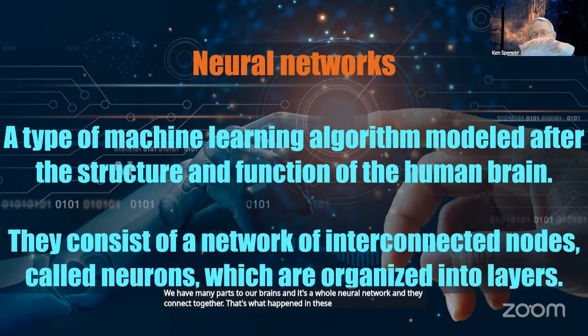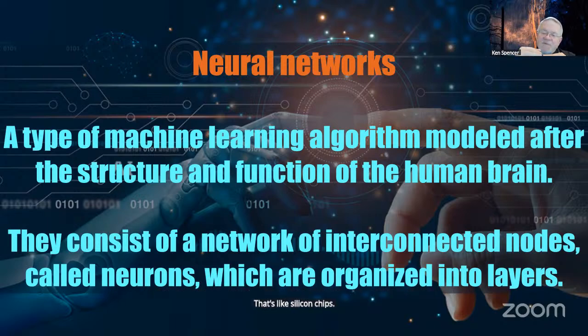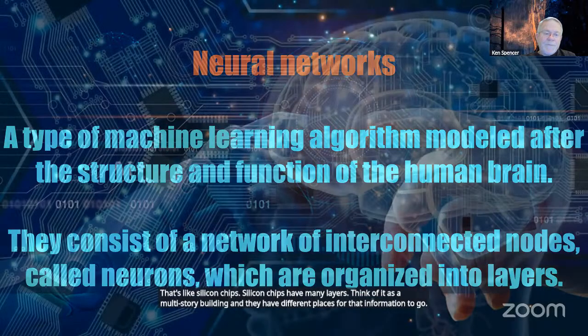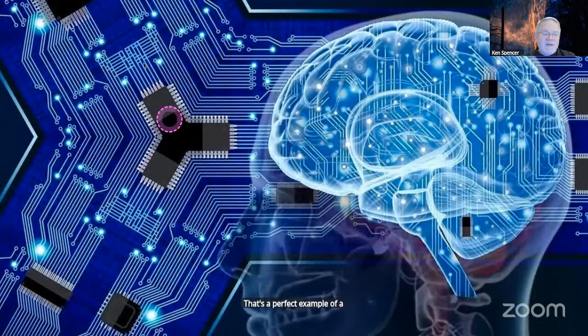And we're talking about spreading out, but it talks here about you can also stack computers up. That's like silicon chips. Silicon chips have many layers. Think of it as a multi-story building, and they have different places for that information to go. That's a perfect example of a neural network. So this is a circuit board chip on this side, and then this is your neural network doing it.